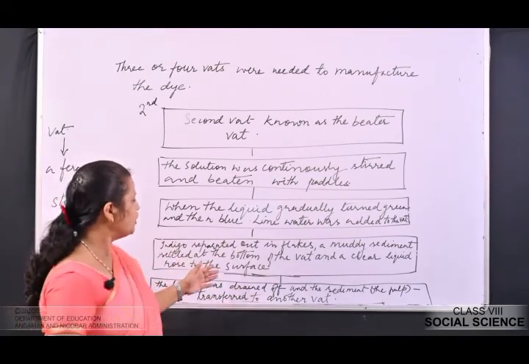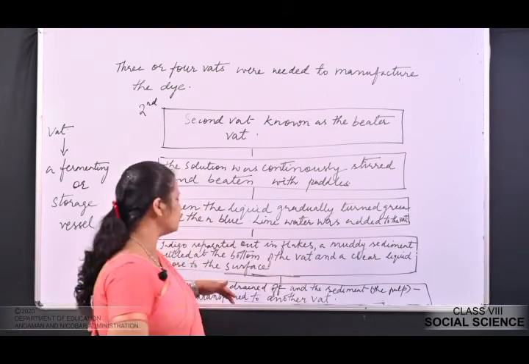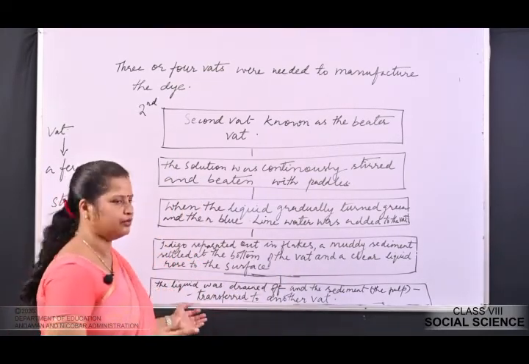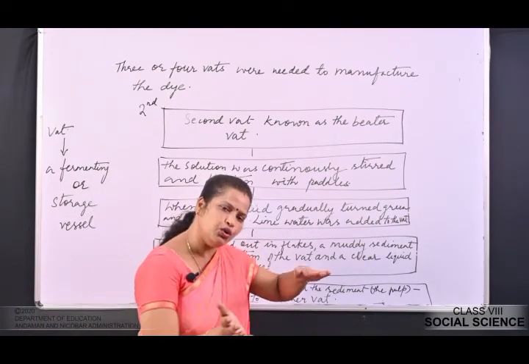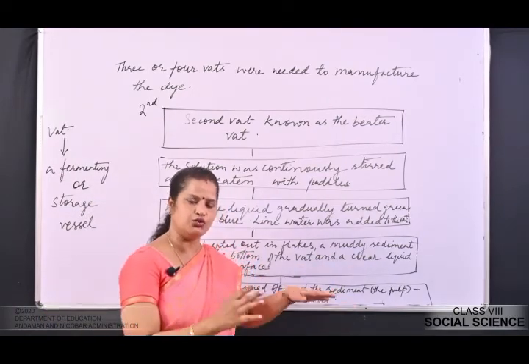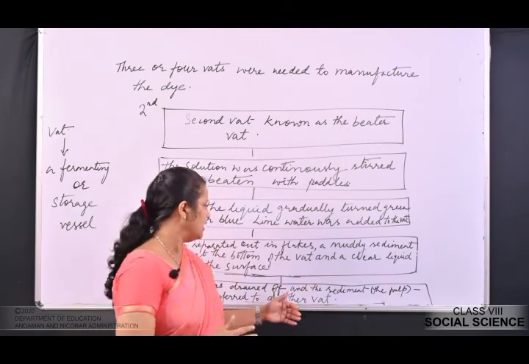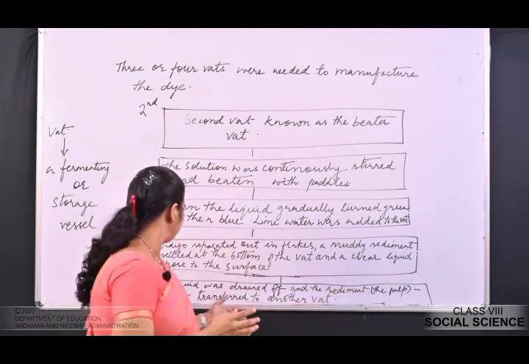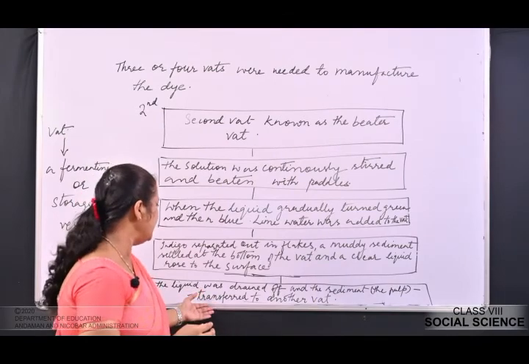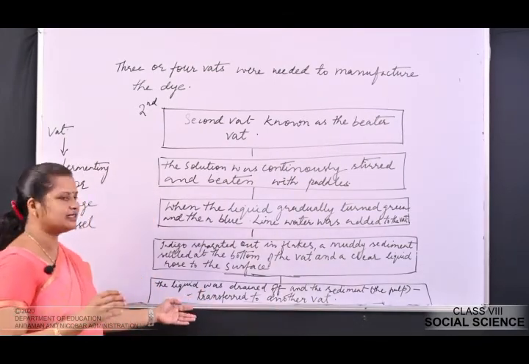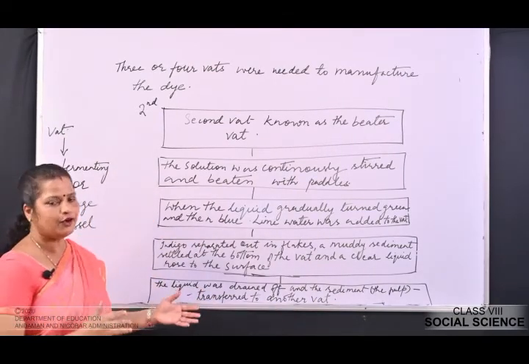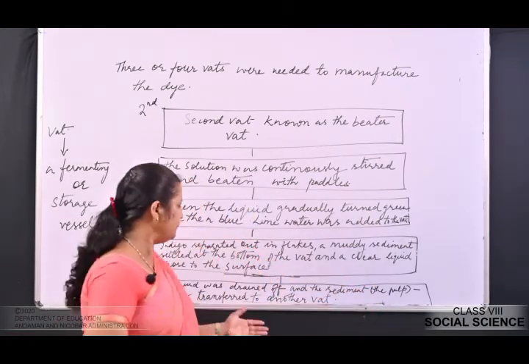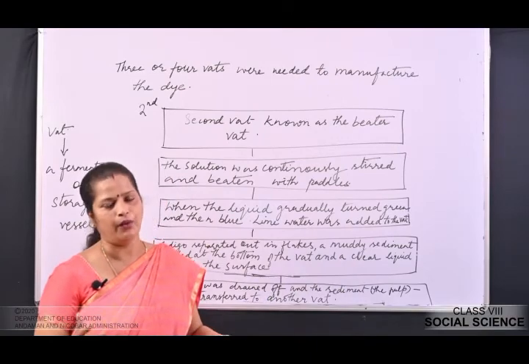Okay. They settle at the bottom of the vat and a clear liquid rose to the surface. Then the liquid was drained off. अब जो ये पानी है इसको उन लोग ड्रेन कर देते हैं, उसको उन लोग निकाल कर. Then the sediment, here sediment is what? It is a pulp. And this pulp is transferred to another vat. It is an indigo pulp. The pulp जो sediment में बोल रही हूँ, it is an indigo pulp. It is transferred to another vat.